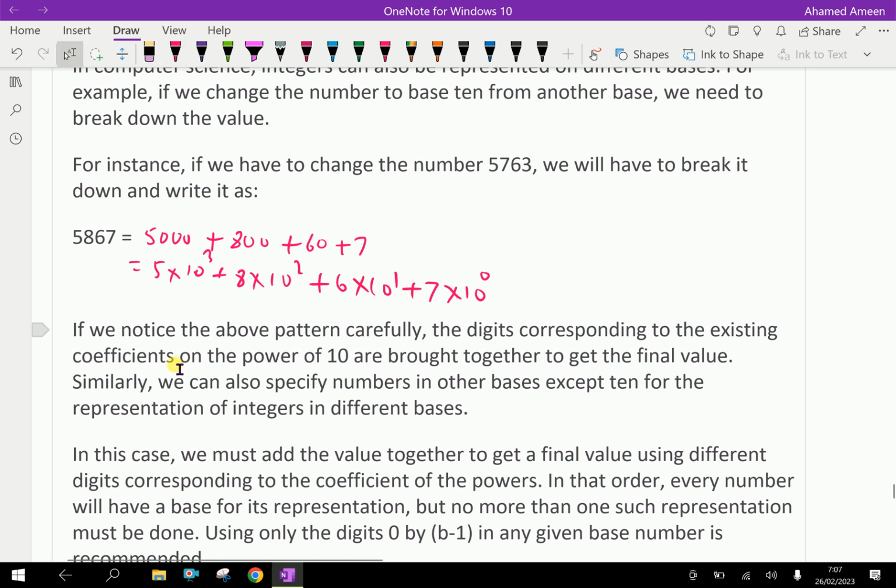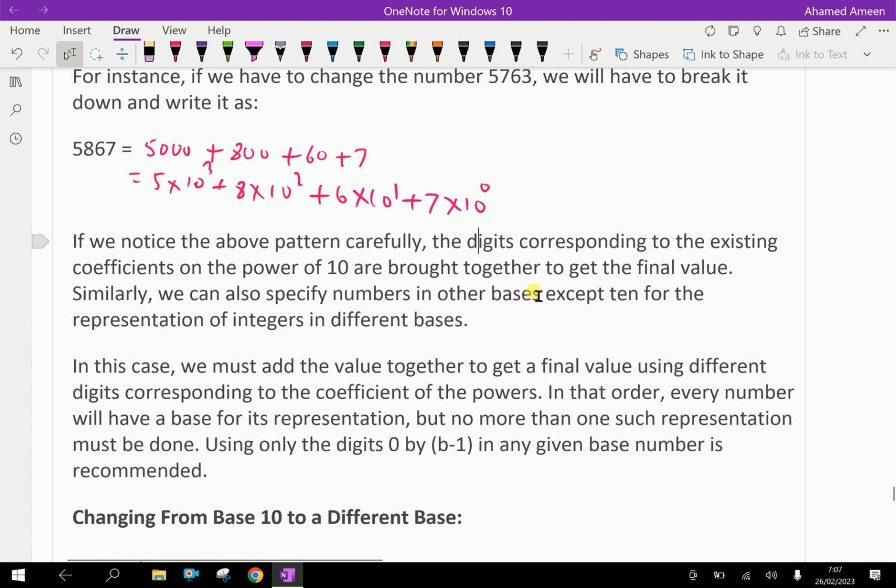If we notice the above pattern carefully, the digits corresponding to the coefficients on the powers of 10 are brought together to get the final value. If you simplify this, the value will come. Suppose we enter this number, it will follow this way and be expressed in the computer itself.